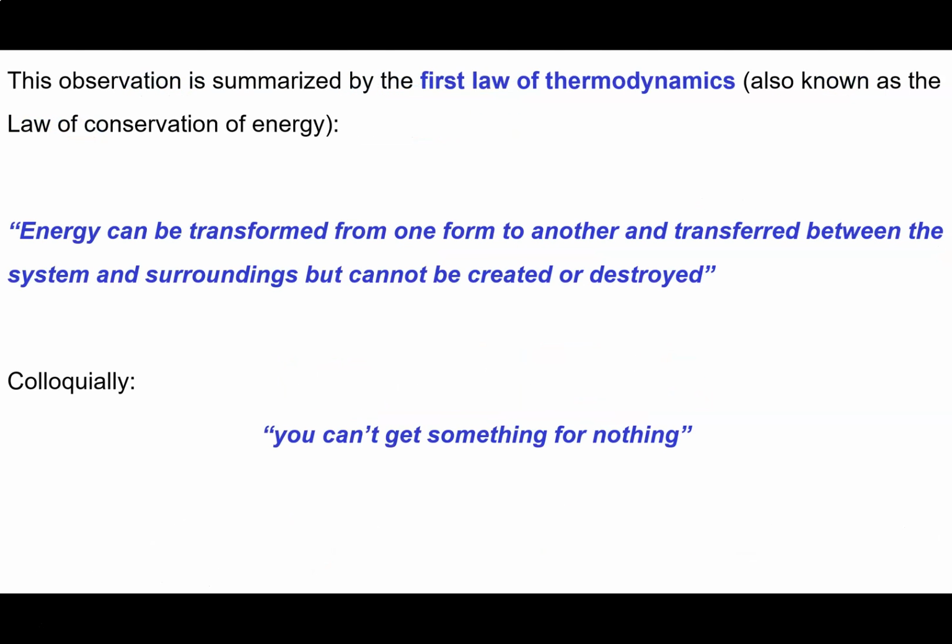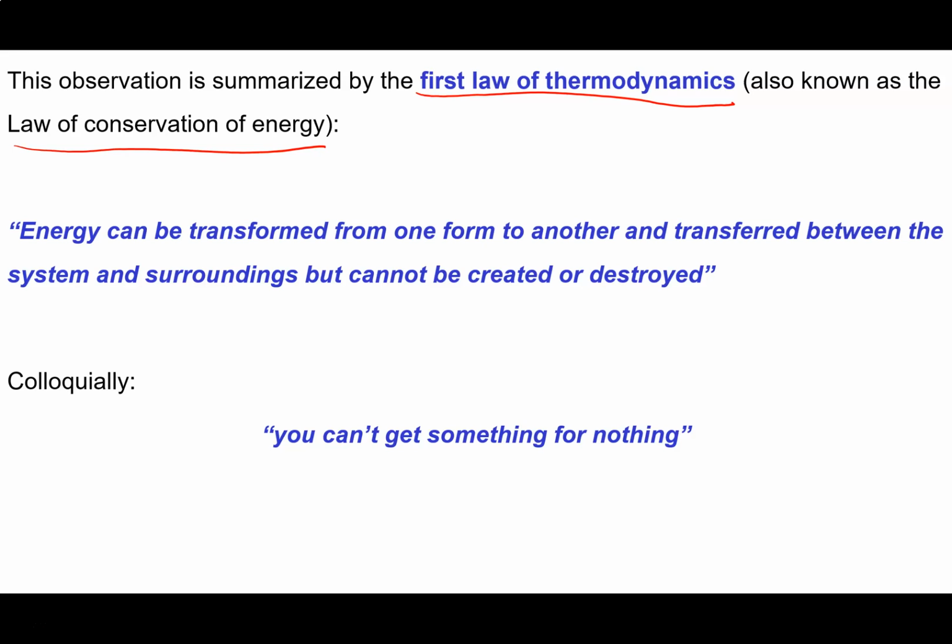So this observation that the total energy of the universe is fixed and that we're just kind of moving it from one place to another is summarized in what's known as the first law of thermodynamics. It's also known as the law of conservation of energy. And this is kind of one way of explaining it. It says energy can be transformed from one form to another. So we saw potential energy being converted into kinetic energy earlier, and it can be moved from a system to the surroundings or vice versa. But what it can't be is either created or destroyed.